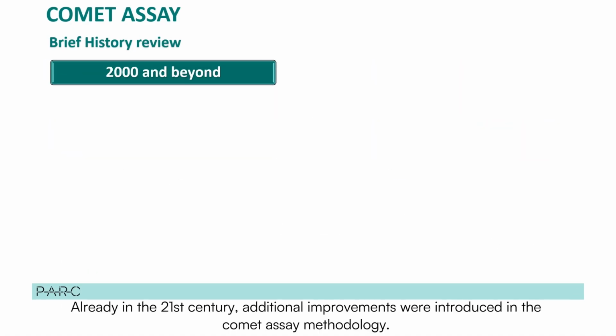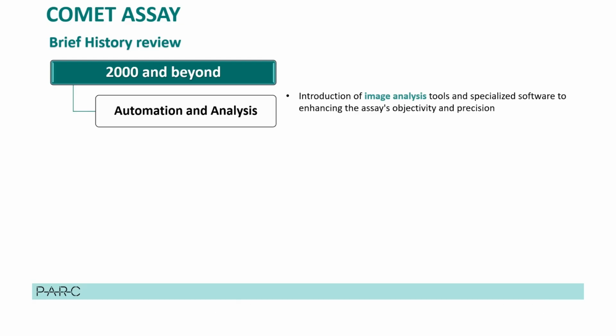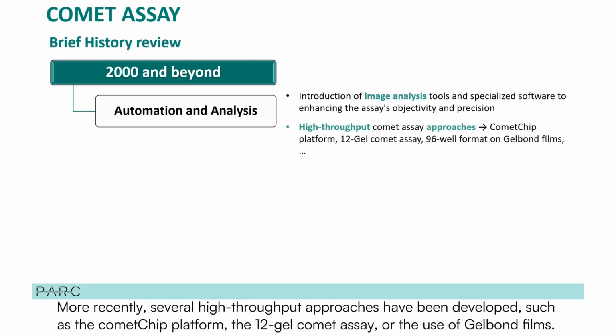Already in the 21st century, additional improvements were introduced in the comet assay methodology. Regarding automation and analysis, tools for image analysis and specialized software were introduced to measure the shape and size of the comet tails, thus enhancing the objectivity and precision of the assay. More recently, several high-throughput approaches have been developed, such as the Comet chip platform, the 12-gel comet assay, or the use of gel bond films.